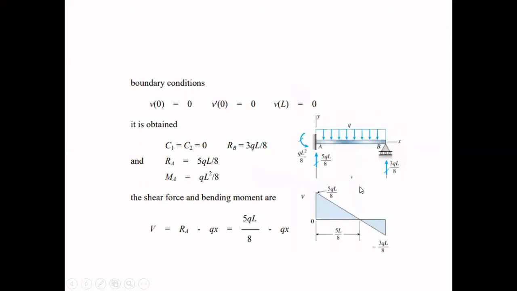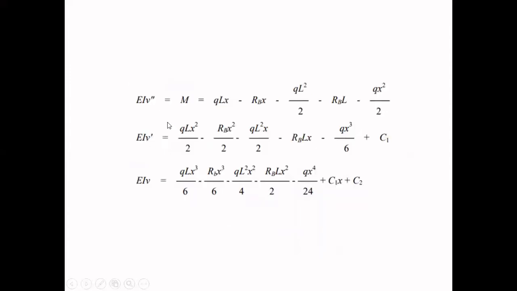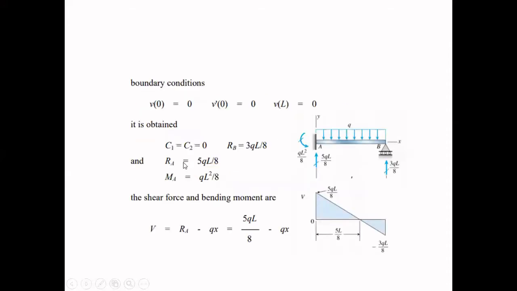Now, if we apply boundary conditions to the calculated integration equations, the boundary conditions obviously say v0 is equal to 0, v dash 0 is equal to 0, and vl is equal to 0. So by applying boundary conditions to both of the equations, the values of c1 and c2 can be calculated to be 0.